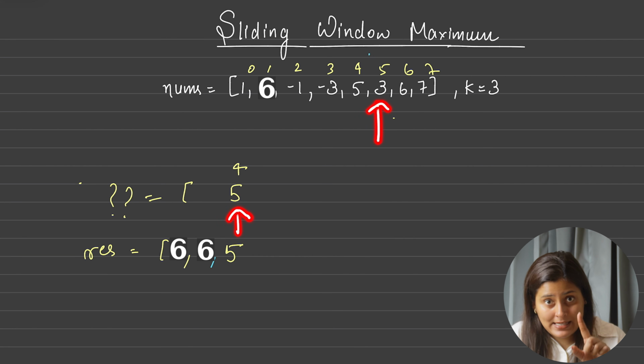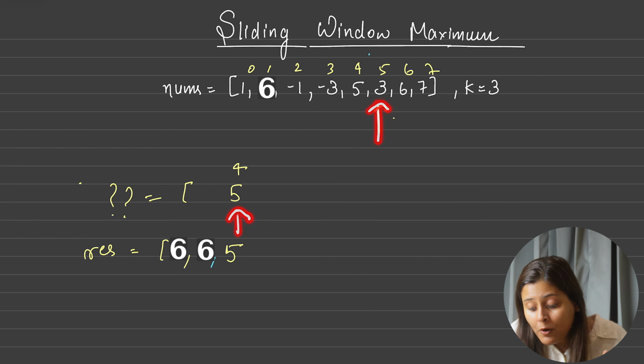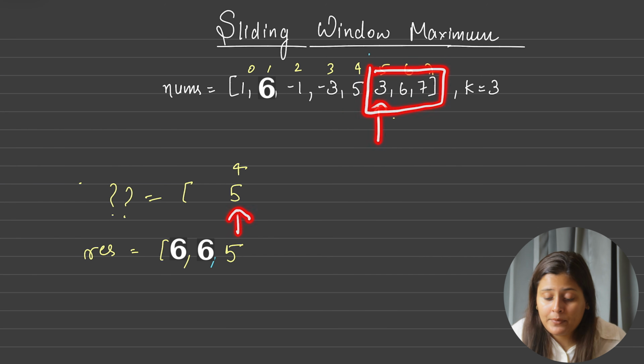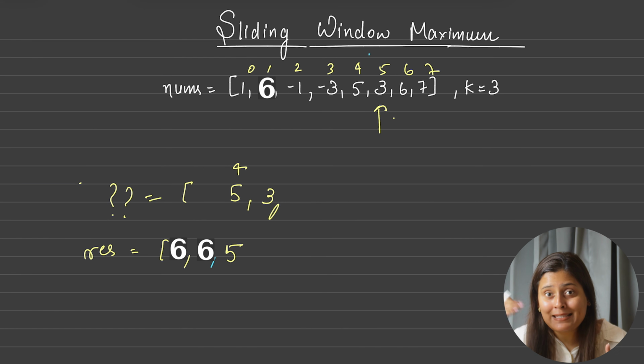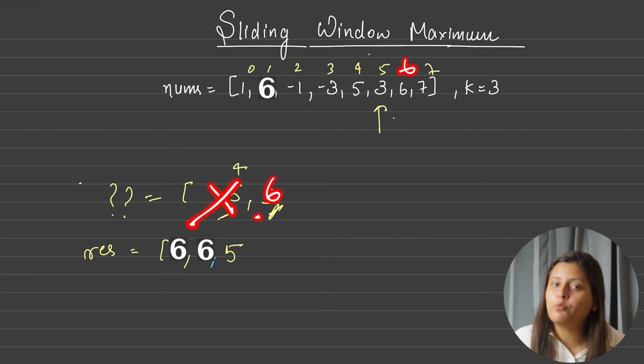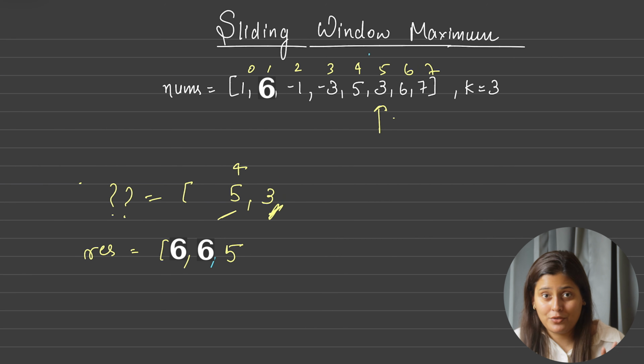Is there any need? Yes. What if we are talking about the next window? Then 5 will not help. So if the upcoming number is smaller, we will put it without removing the previous one. But if the upcoming number is greater, suppose 6, then we will remove it and only then put 6 in the data structure. That is the DQ for us.